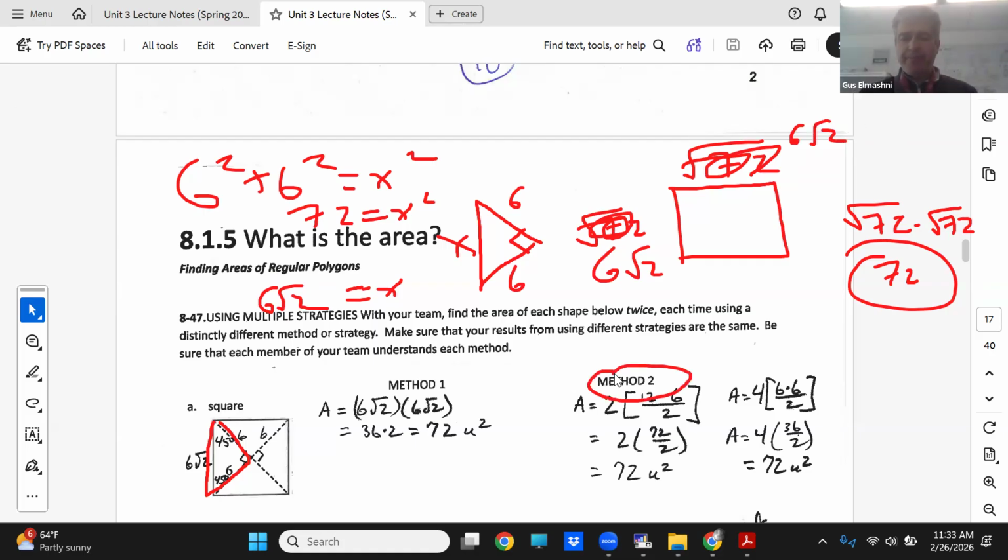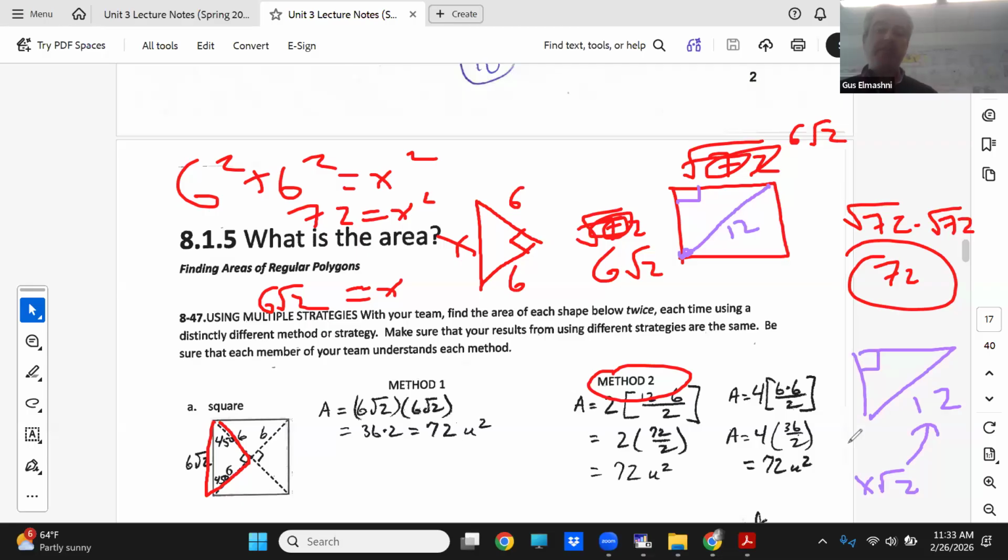This other method that's shown here, what they did, they actually chopped up this square into 2 triangles like this. So if they chop it up this way, how long is that purple line? 12, good. And that's another right angle, right? So if I have another right triangle like this, but now I know the hypotenuse, not the legs, that's like saying x root 2. So you can solve for x. Once you get x, you have the length of the sides, and you still get 72 if you work it out. So that's yet another way to do it.